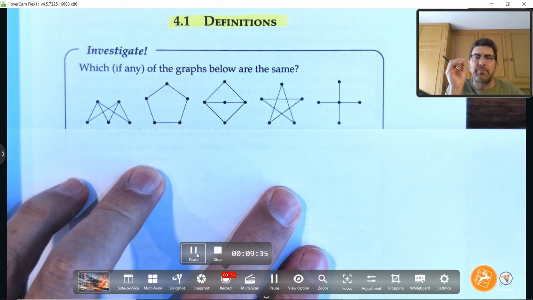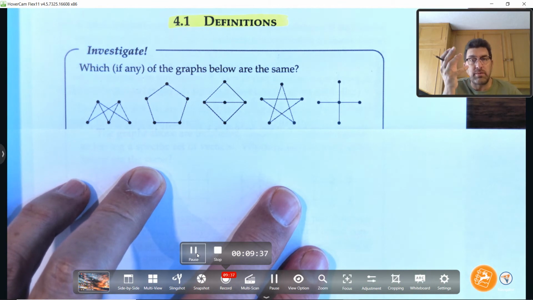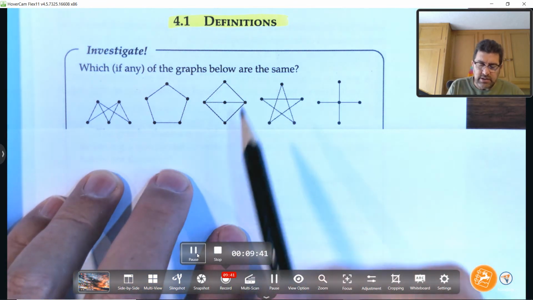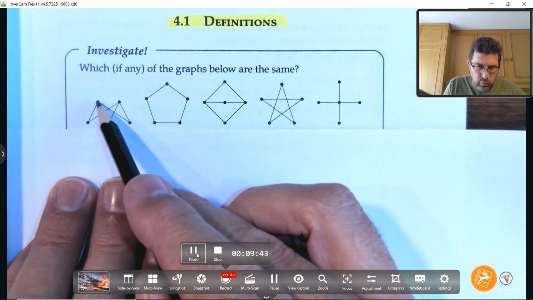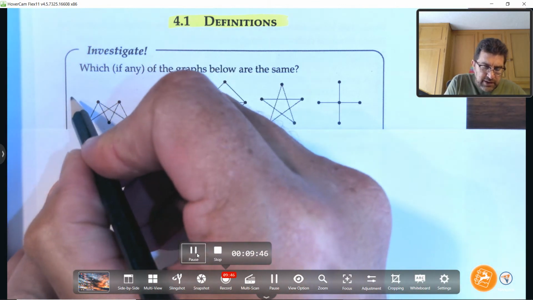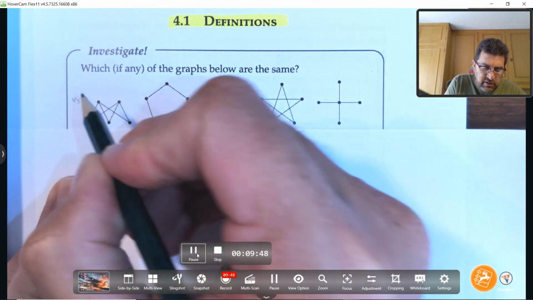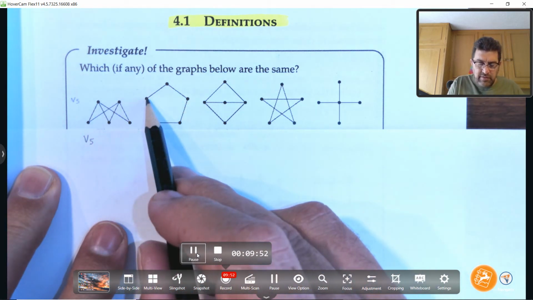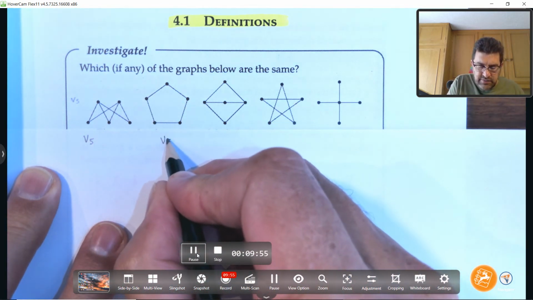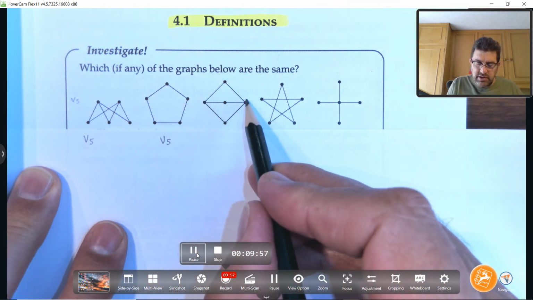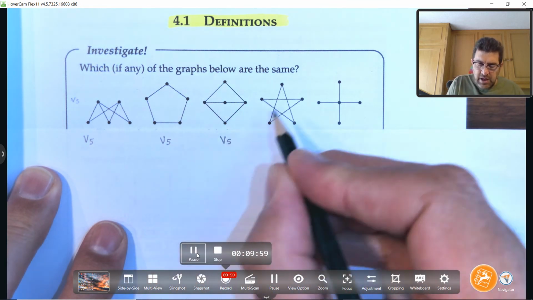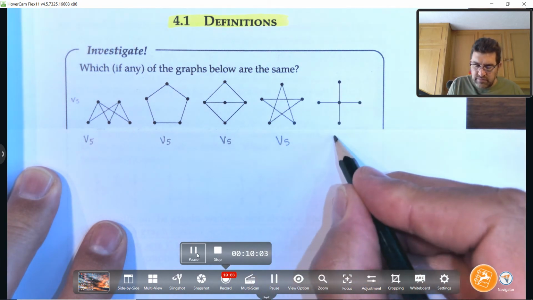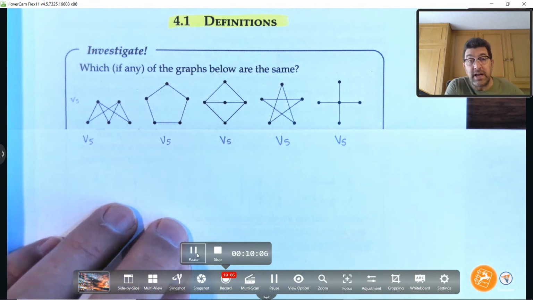Now let's just think about a way that we can talk about that and discuss whether they are the same. We can look at the number of vertices they have. So 1, 2, 3, 4, 5. This is a vertex set of 5. Let me do it at the bottom here. Vertex set contains 5 elements. 1, 2, 3, 4, 5, and 1, 2, 3, 4, 5. So that doesn't really help us.